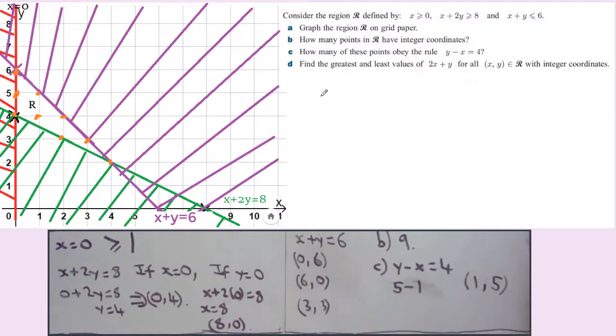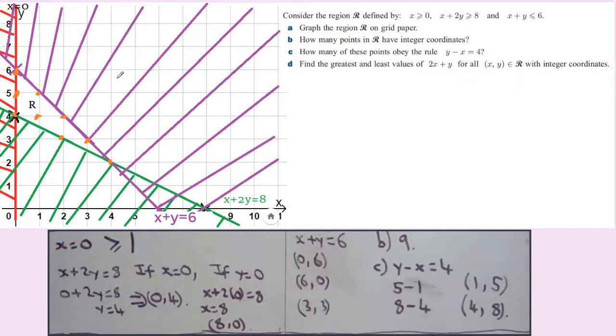What about 6? Should we go a bit bigger? So if y, we can go up to 8. 8 minus 4 is 4, so it could be 4 and 8 as well. So there are 2 points on the graph of y minus x equals 4. And if we just kind of draw that, we can see which ones of these orange points are actually on there.